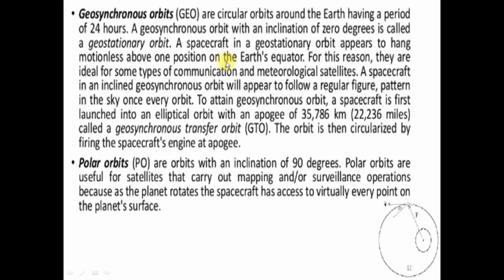Polar orbits (PO) are orbits with an inclination of 90 degrees. Polar orbits are useful for satellites that carry out mapping and or surveillance operations because as the planet rotates, the spacecraft has access to virtually every point on the planet's surface.